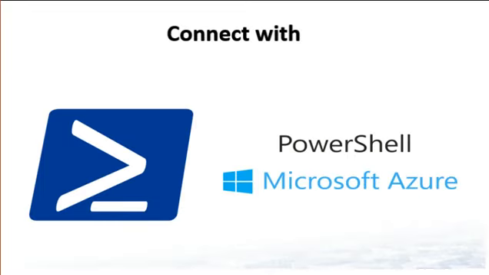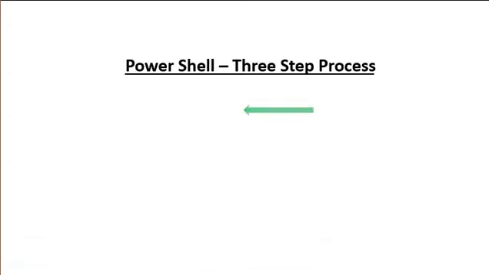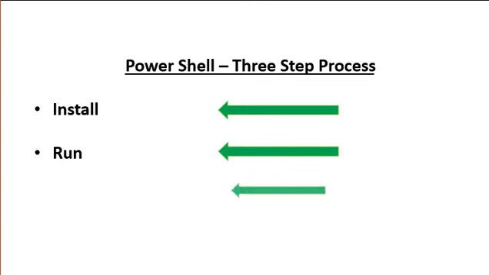I am going to discuss Office 365 PowerShell installation and usage, which lets you manage your Office 365 Admin Center settings from the command line. Connecting to Office 365 PowerShell is a simple three-step process where you install the required software, run the required software, and then connect to your Office 365 organization.